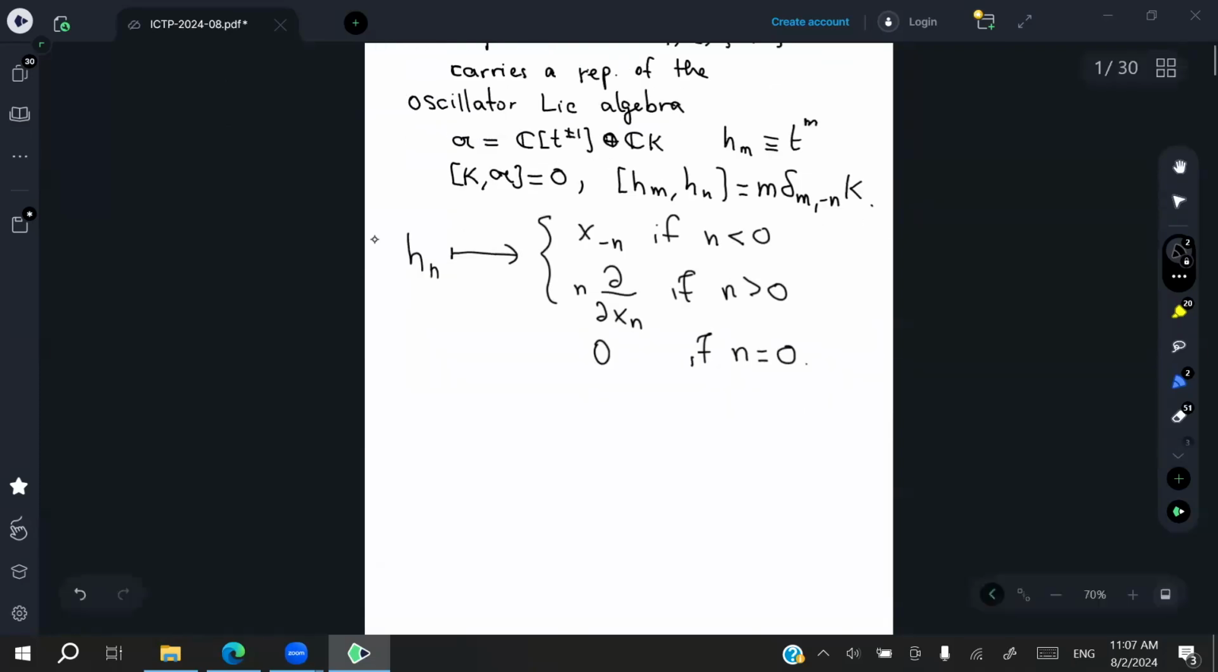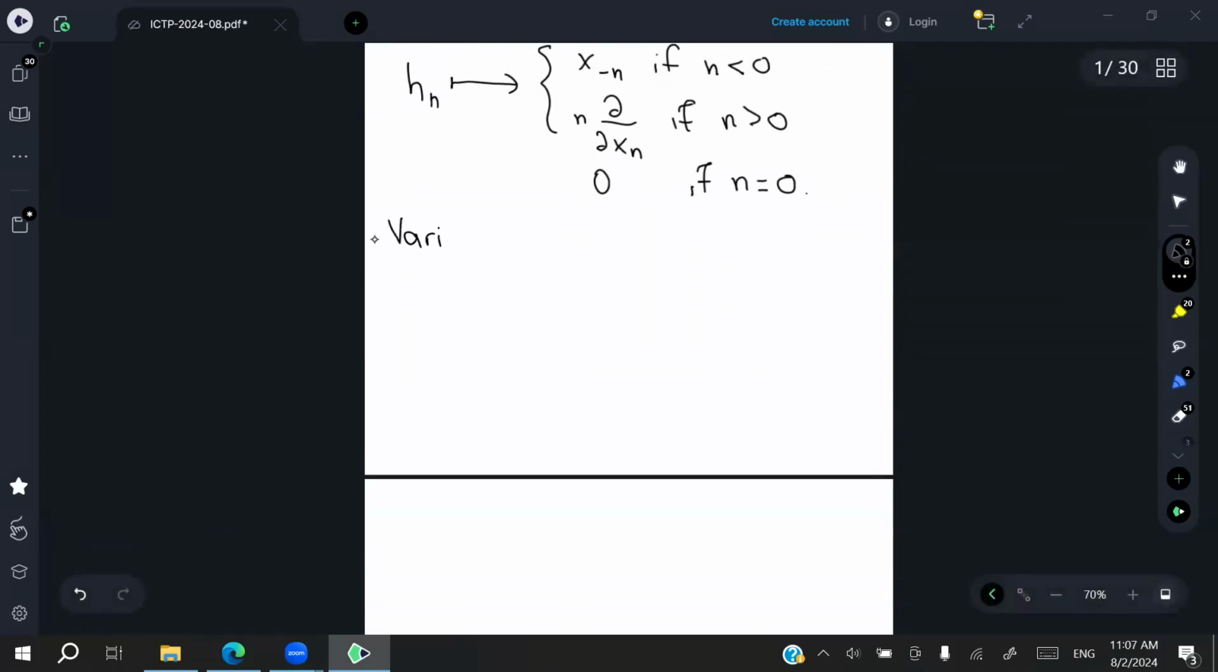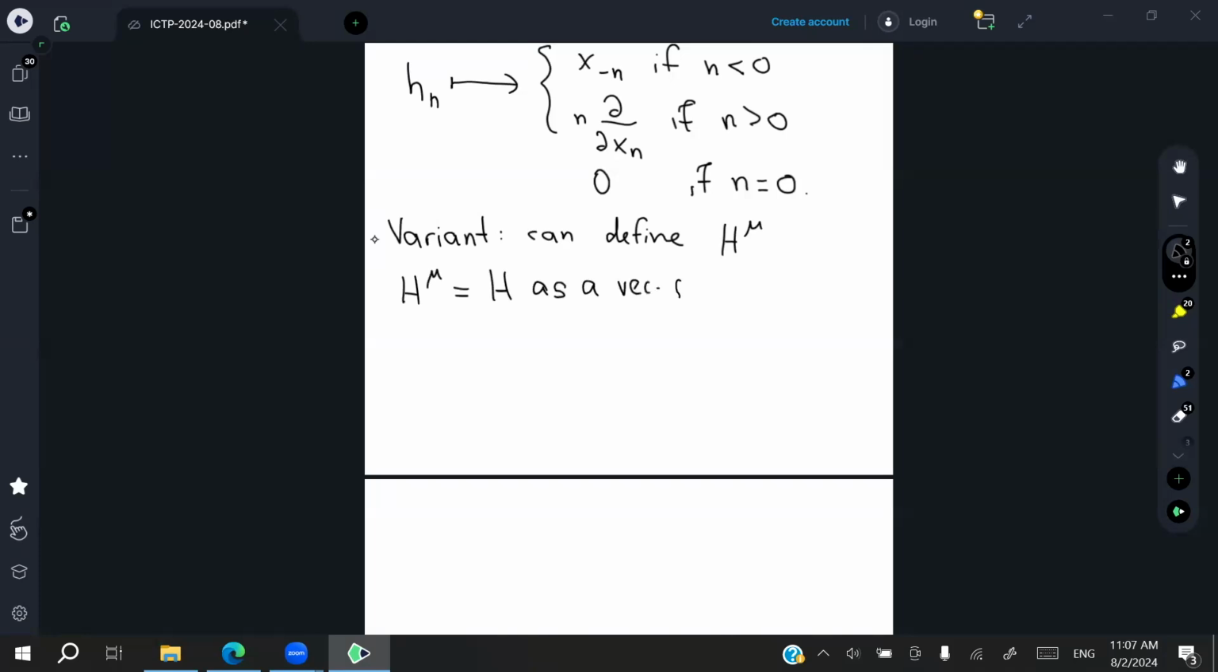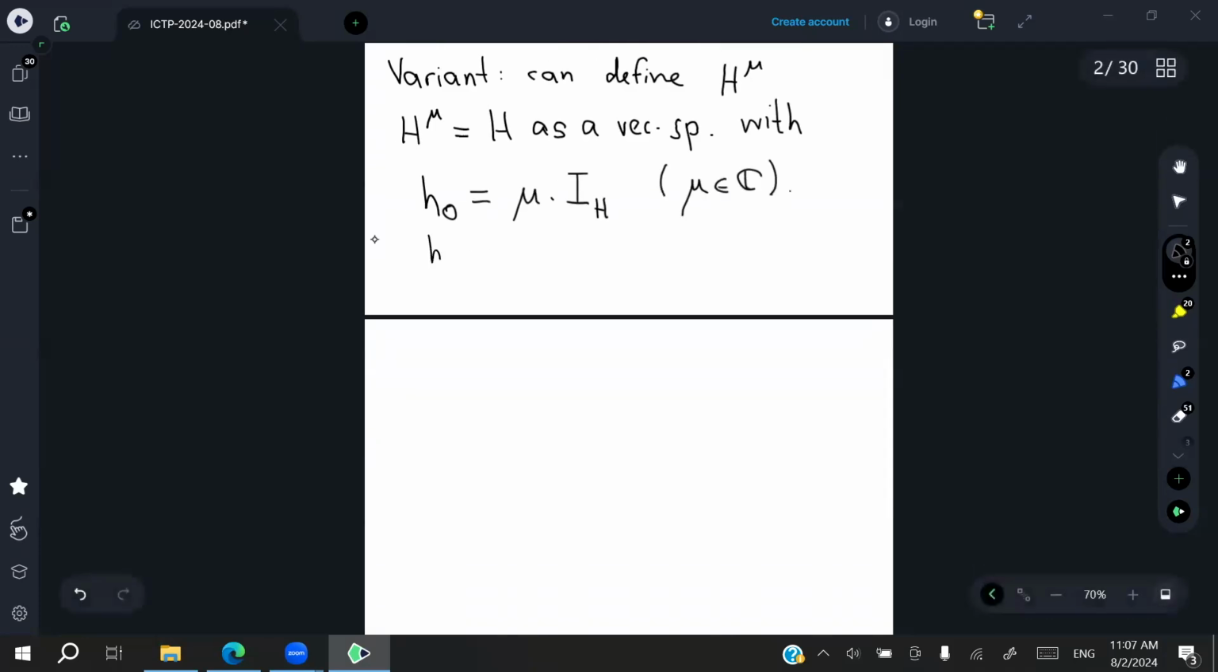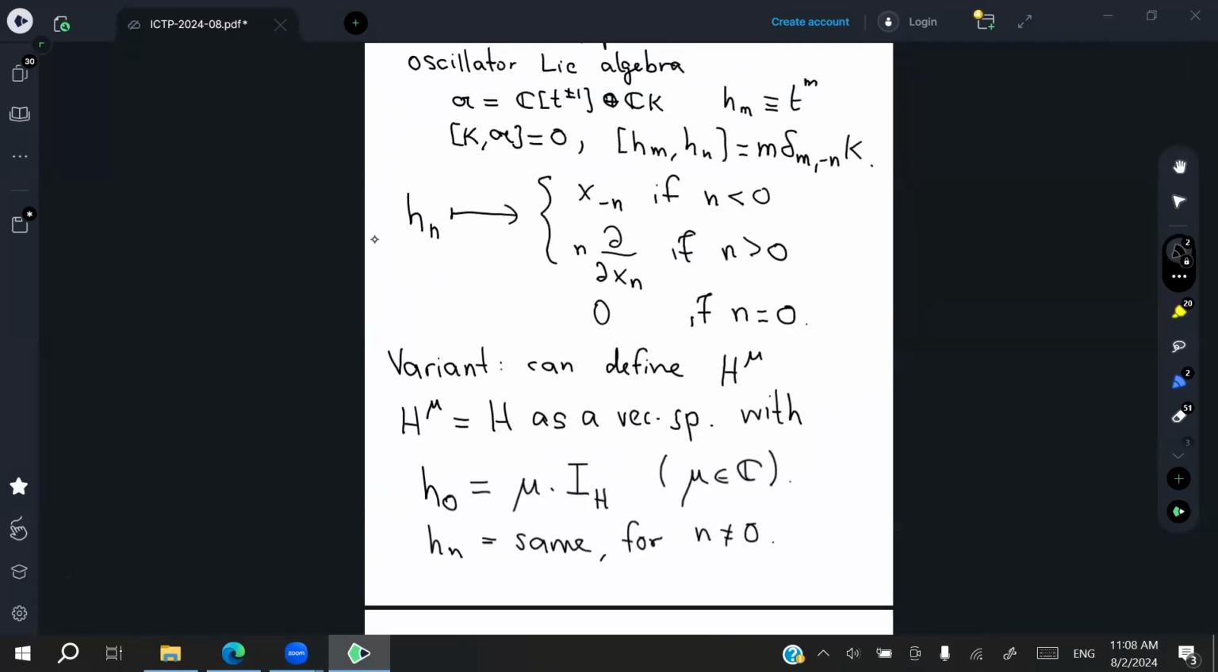And we can actually vary this construction a little bit. Define H, I'll call it H_mu. This is H as a vector space, with h_0 being mu times the identity. So here mu is some complex number. If n is different than 0, we define the operators in the same way as before. The only thing that we change is h_0. Okay.